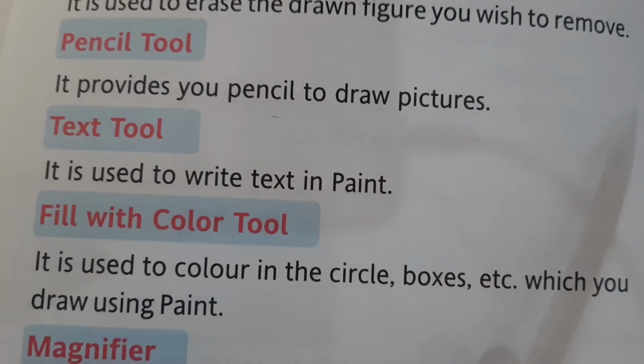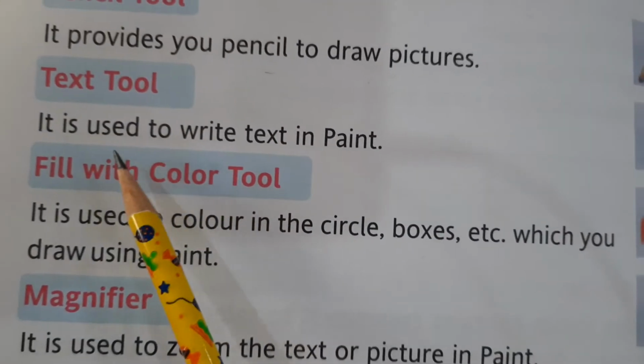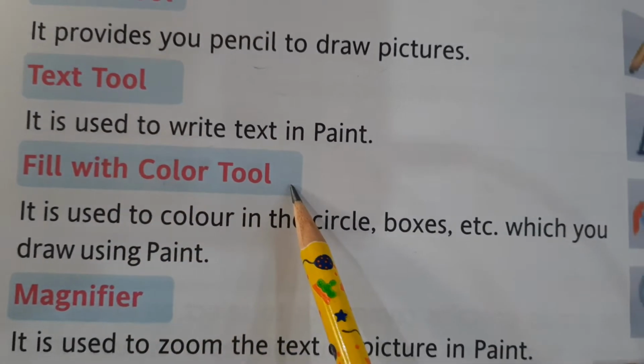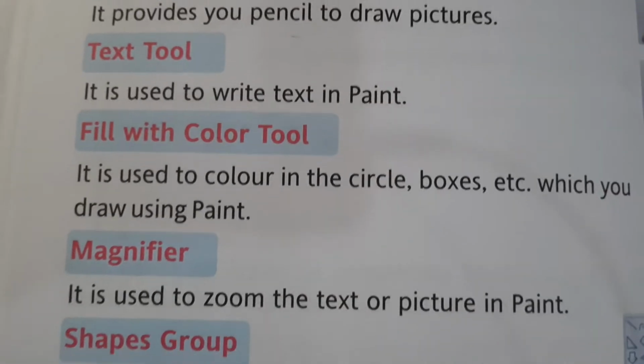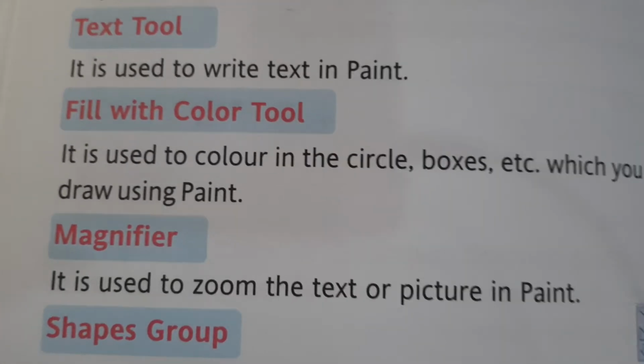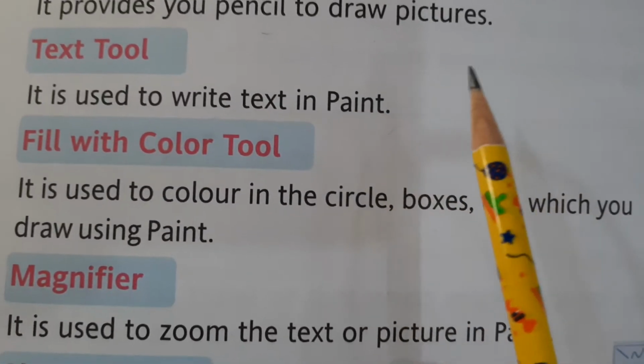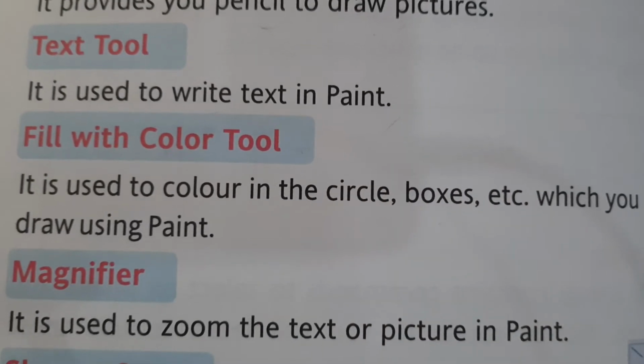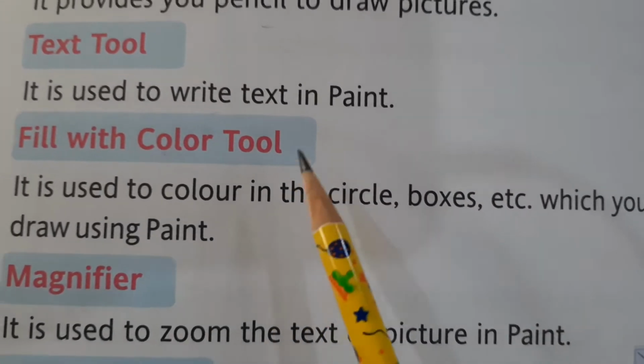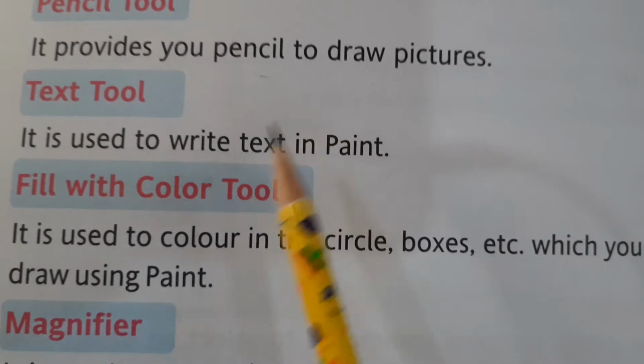This is the pencil tool. It provides you a pencil to draw pictures. Then the text tool. It is used to write text in Paint. When you want to write text, you have to specify it, because otherwise your mouse pointer will always be like you want to draw.